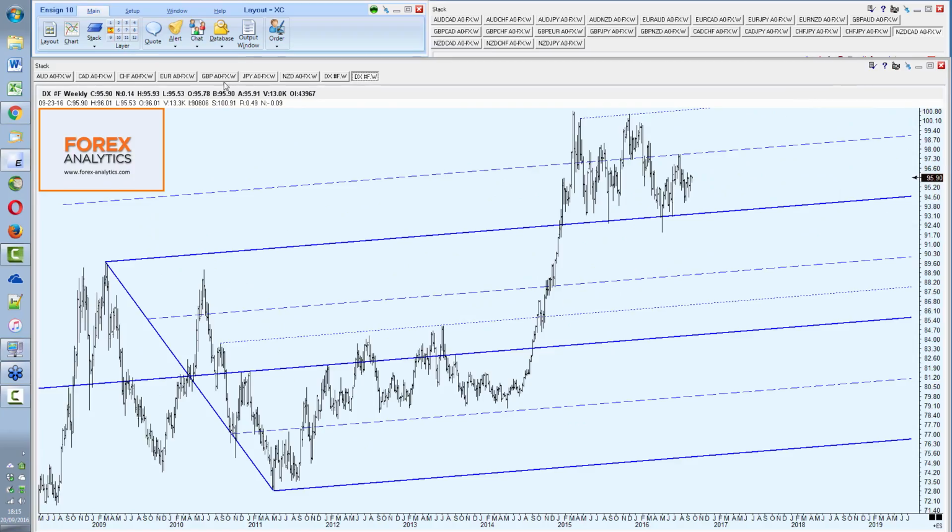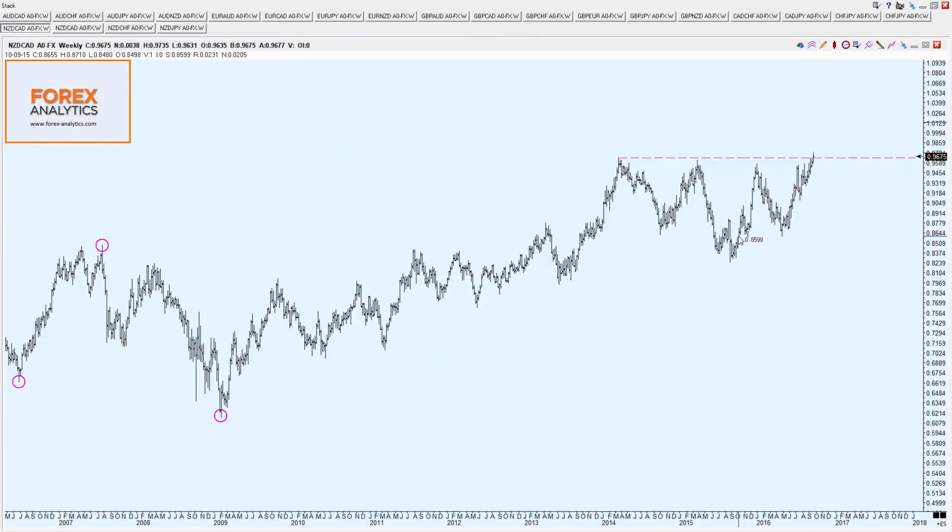Great, I'm going to go and look at one more chart I wanted to have a look at. This is Kiwi CAD. A lot of people have been talking about this.